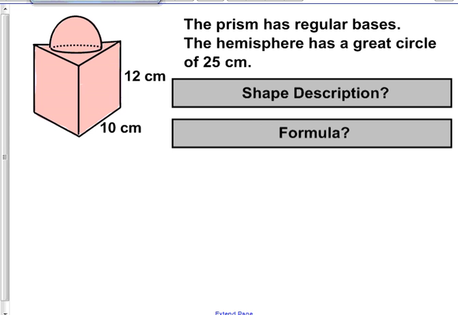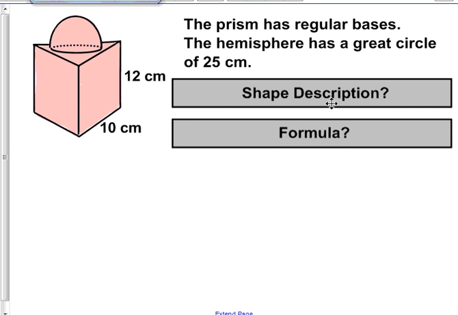All right, the next shape, okay, a little bit more complicated because of the triangular prism. Triangular prisms do tend to be a little bit tougher than other shapes of prisms. But anyway, we are told that our prism has regular bases, so we have an equilateral triangle for our base, and we are given a hemisphere that has a great circle of 25 centimeters. Now remember from our discussions that great circle means the largest possible circumference that the figure has, so that'll be where it connects to our prism.